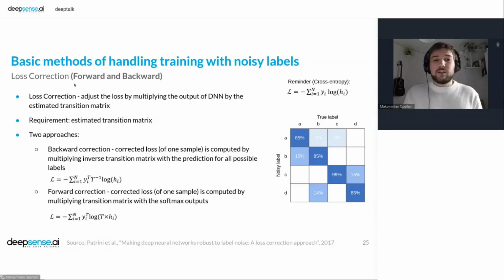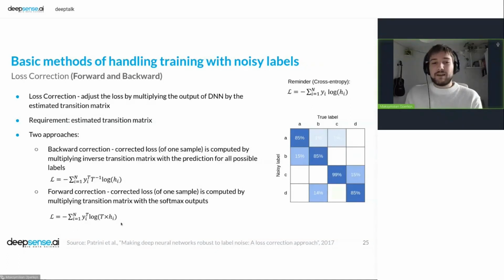So we got loss correction. And as you can see, it is based on this transition matrix. It's just adjusting the loss by multiplying the output of a deep neural network by the estimated transition matrix. So we know we got this transition matrix, so we know what is the probability that class A will be mislabeled as class B, right? So basically, we can multiply it in the loss function. As you can see here, the T element is the transition matrix. We can just introduce it into the equation, and then we will have the loss fixed for us.